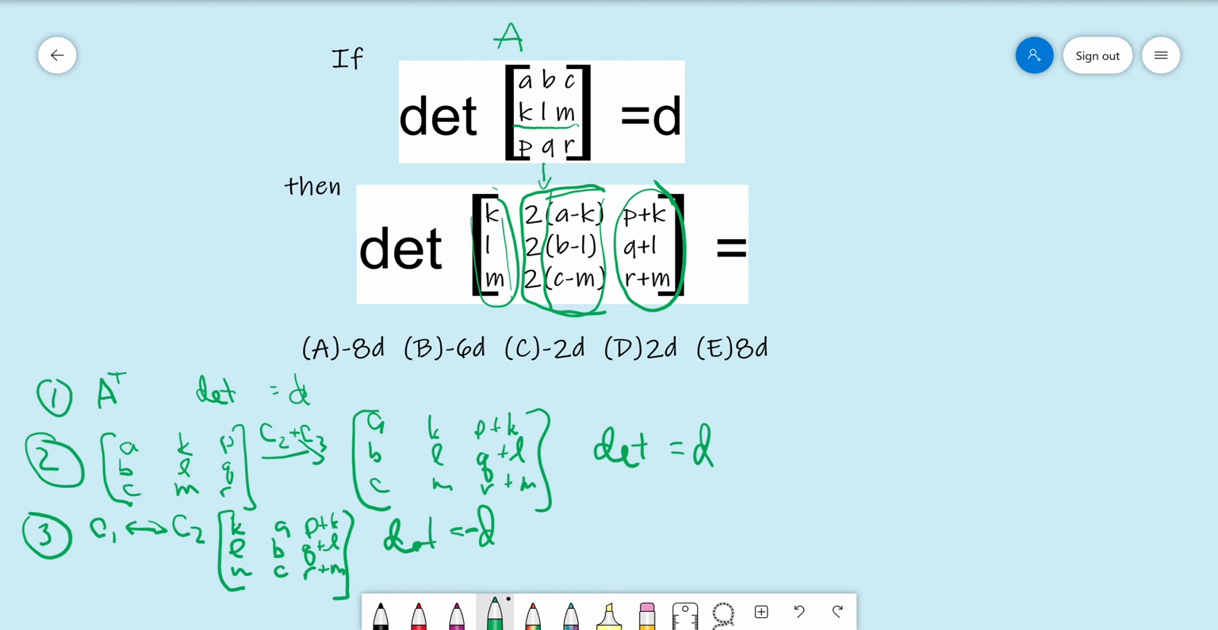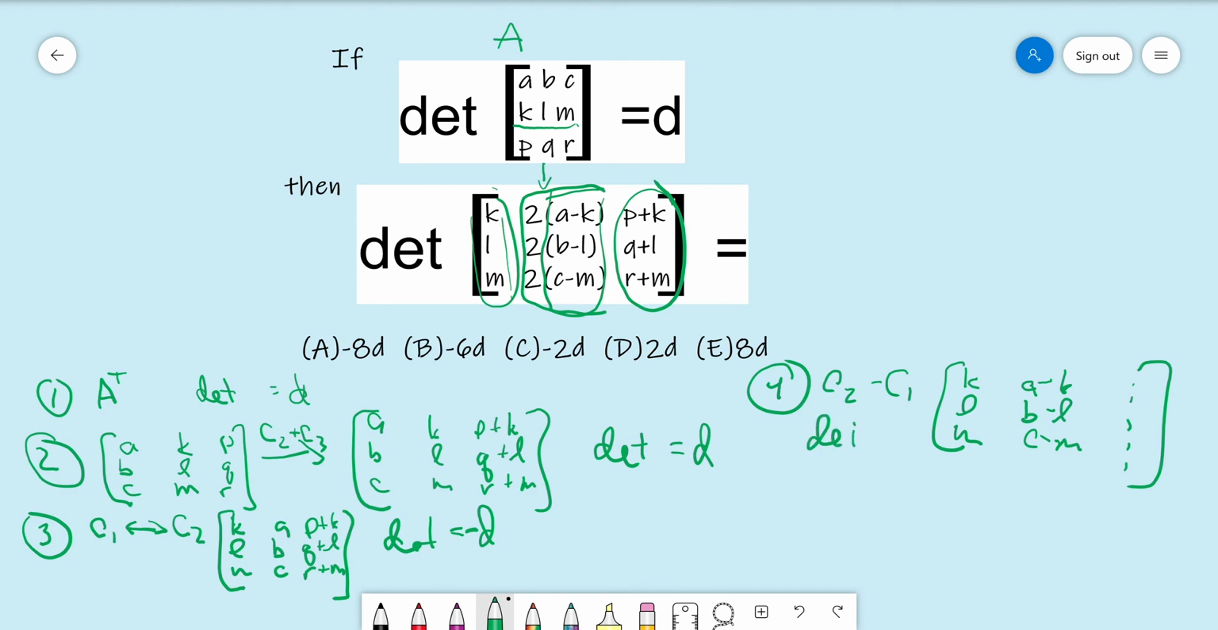Okay, what else do we have to do? Number 4, let's take column 2 and subtract column 1. Column 2 minus column 1. So now the first column is going to stay the same, K, L, M, but we're going to have here A minus K, B minus L, and C minus M, and the third column is just going to stay the same. And the determinant is going to stay the same, negative D, because subtracting one column from another column does not change the determinant.